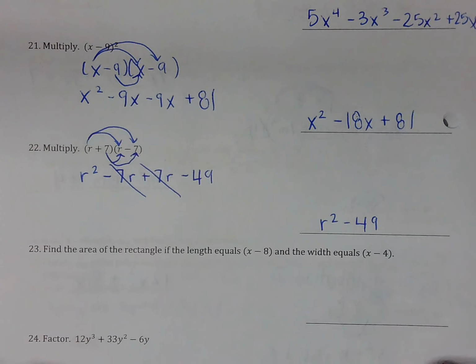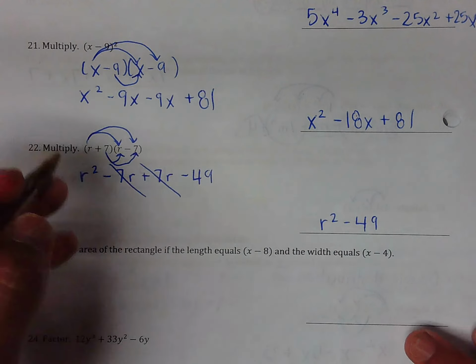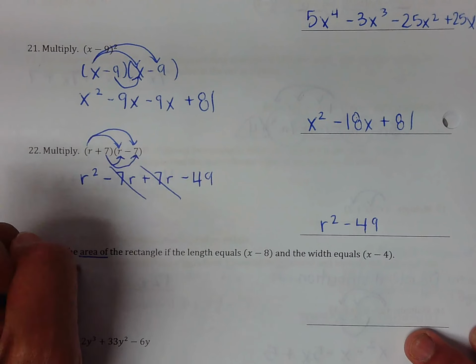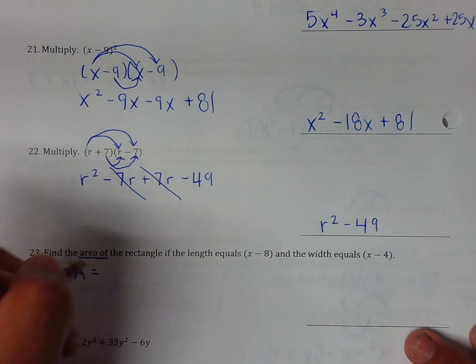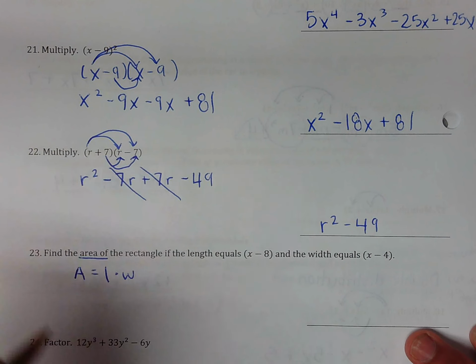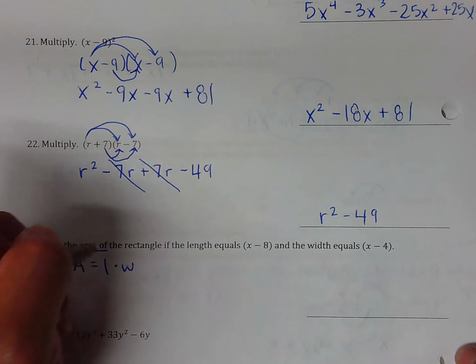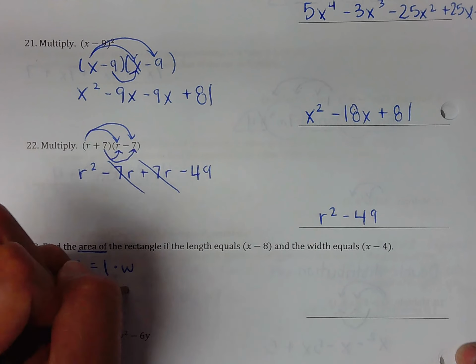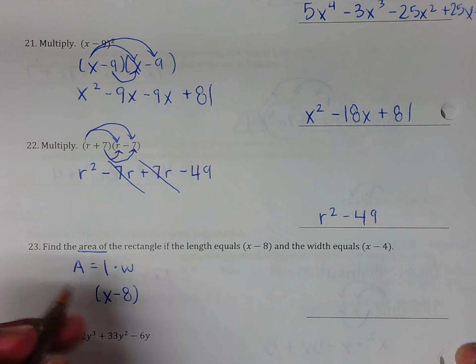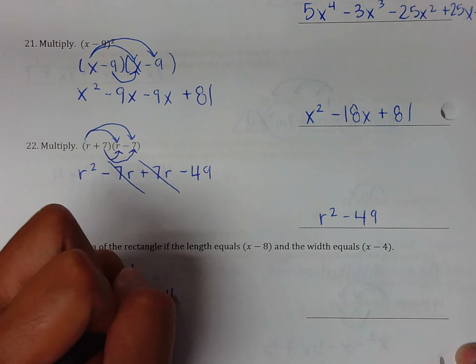All right, question number 23. It's a word problem. We're just finding the area. We know area is equal to our length multiplied by the width. Right, so they tell us that our length is x minus 8. And then our width is x minus 4.